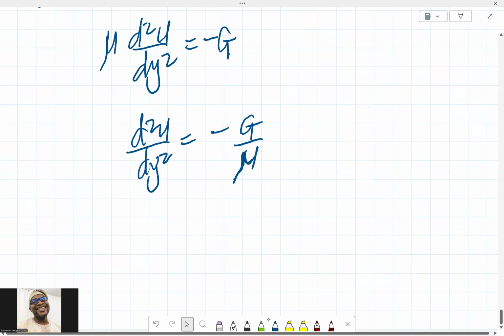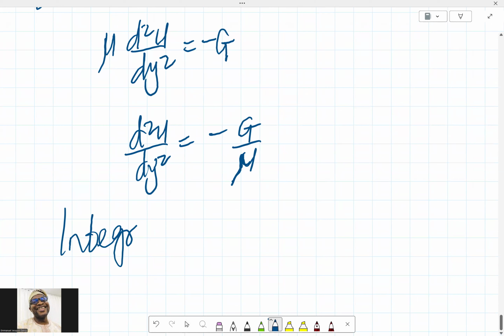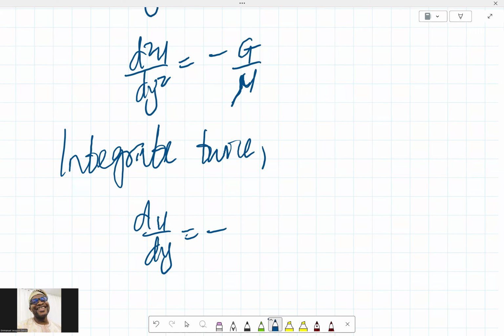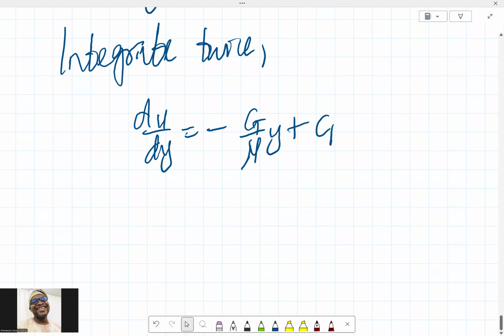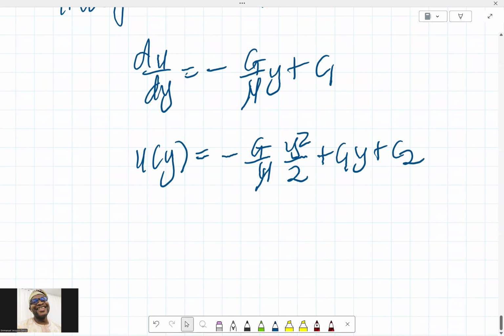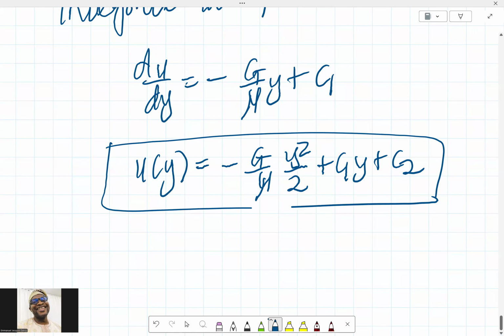Now, we need to integrate twice. If you integrate the first time, you have du dy equals minus g over mu y plus constant c1. Then we integrate the second time. We now have u, which is a function of y, equals minus g over mu, y squared over 2 plus c1y that was there before plus another constant c2. So this is what we have after integrating twice.